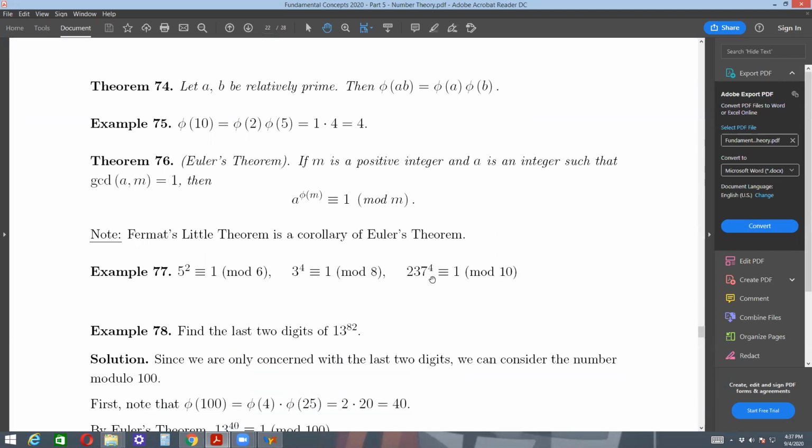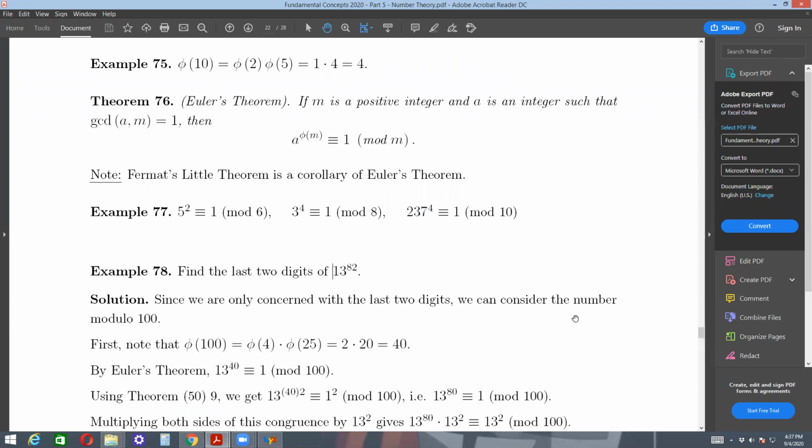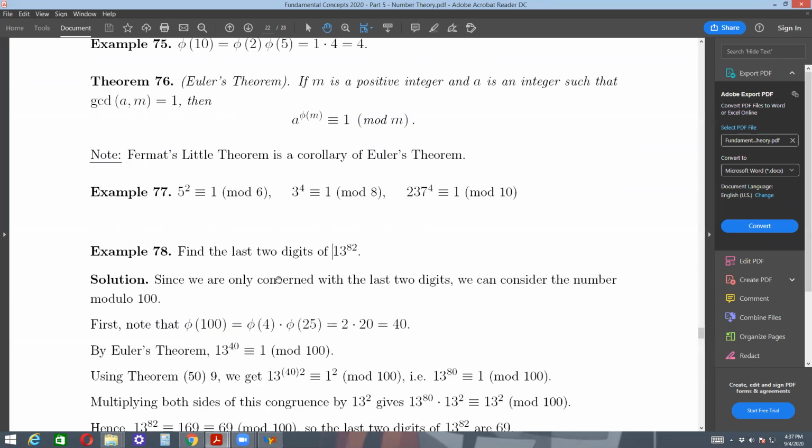Now, for things like this, for the last digit, intuitively, you could just say, okay, the last digit is 7. If I multiply 7 by itself 4 times, the answer will be 1. But it's not so simple when you have to do things like the last 2 digits and the last 3 digits. This one, Euler's theorem, is much more useful.